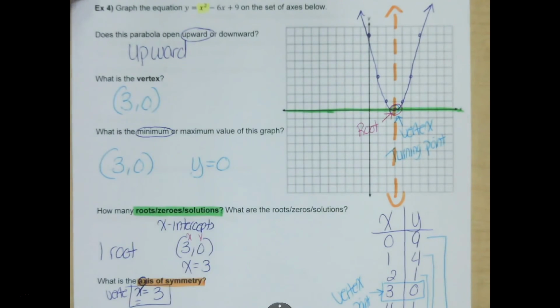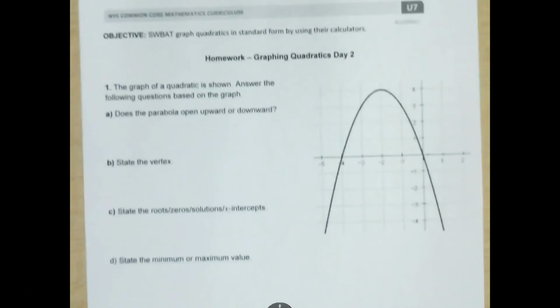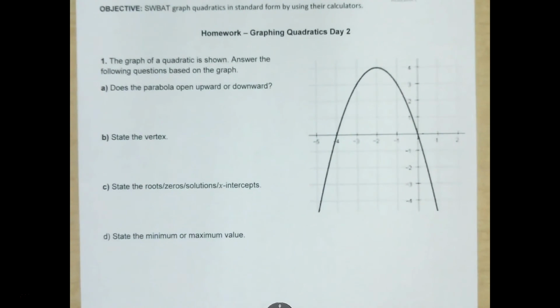And then last but not least, as we look at the very last page, that's going to be your homework. It's just this one question. Make sure that you answer it completely. Use the notes to answer these questions if you need to.